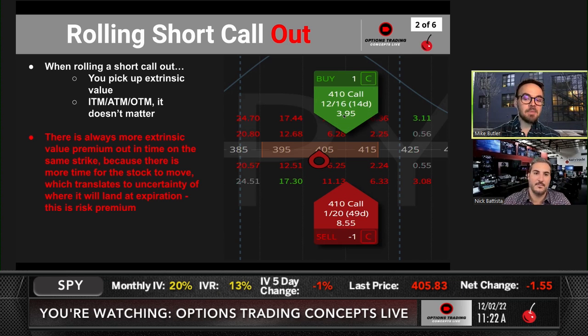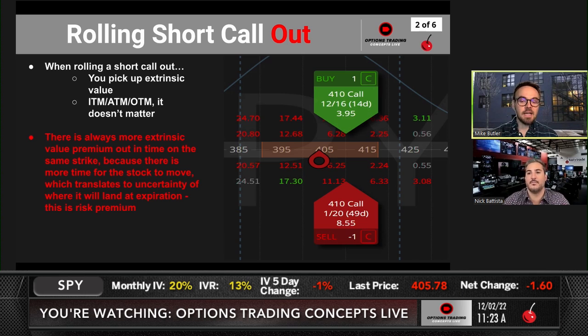I'd be buying back the option for $4. I'd be selling the new option for $8.55. So if we just round this to $4 and round this to $8.50, this is a net credit of $4.50. So this is why we don't focus on, "rolling is booking a loss and you're just locking in a loss."